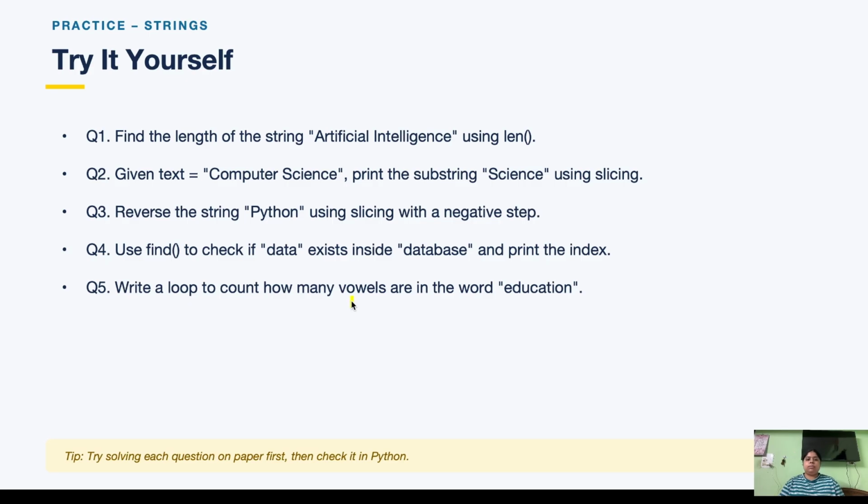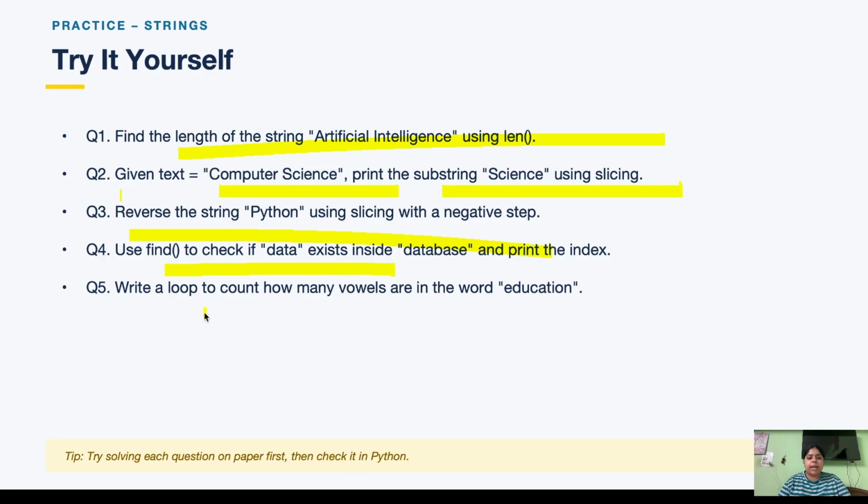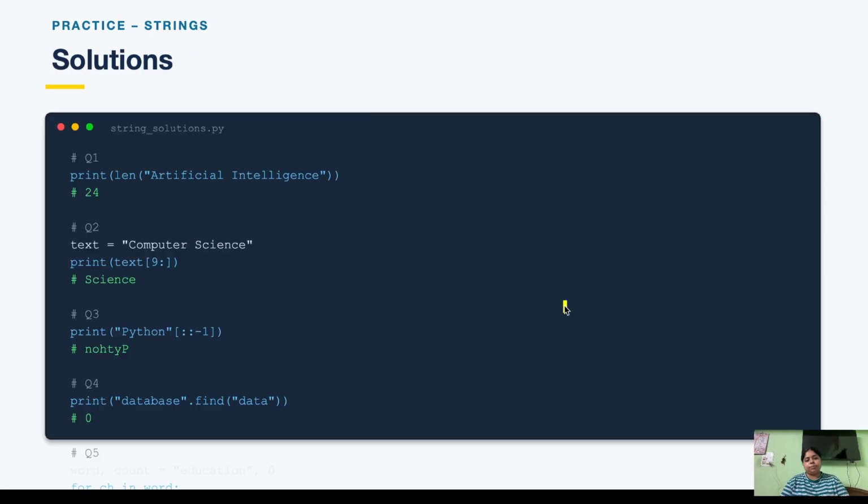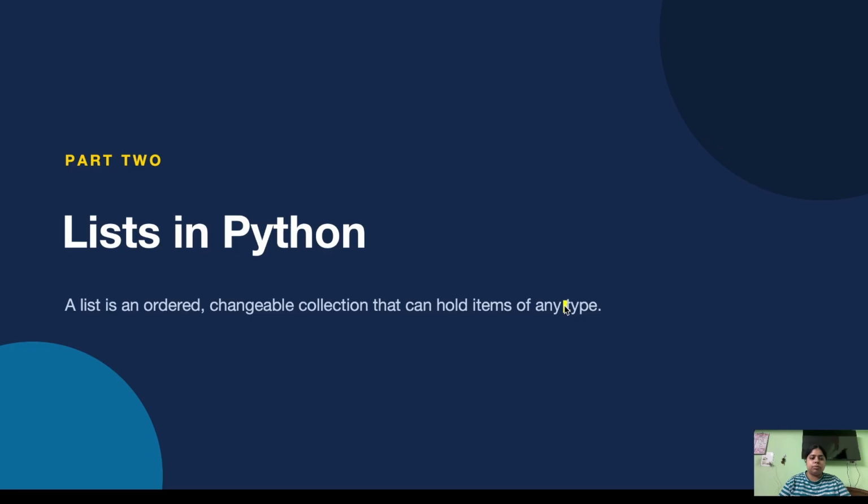Let's try a few questions on your own. I'll make you do it in VS Code. The first we will do is the length of a given string. Given the text is computer science, you have to print the substring signs using slicing. Reverse the word Python using slicing with the negative step. Then we have to use find, and then write a loop to count how many vowels are there in the word education. And this is the solution to it.